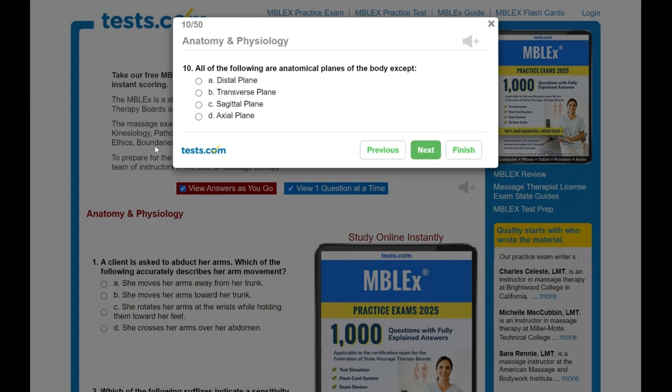Question 10. All of the following are anatomical planes of the body except A. Distal plane. B. Transverse plane. C. Sagittal plane. D. Axial plane.